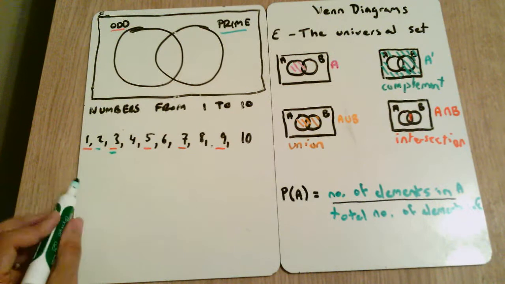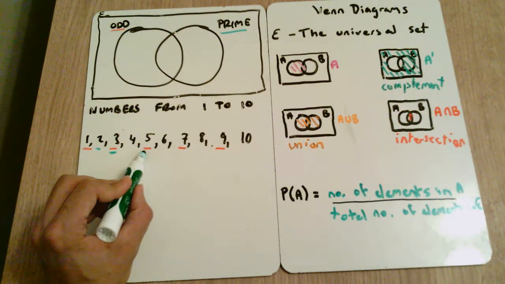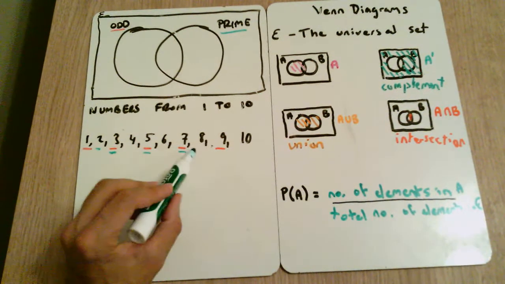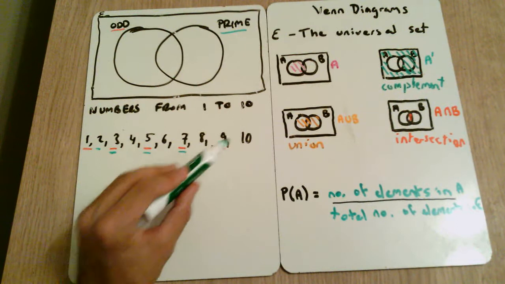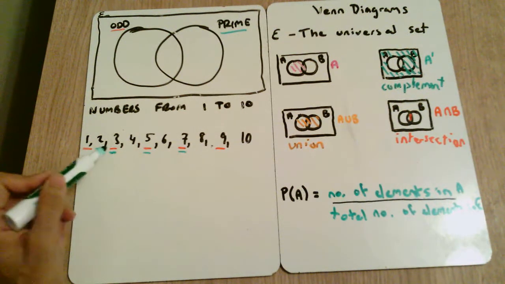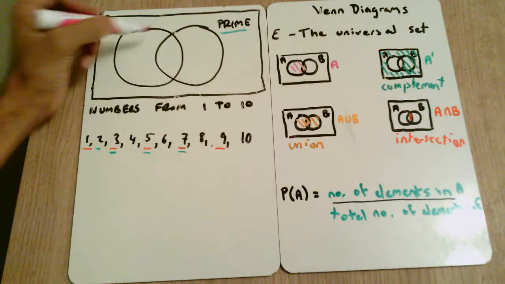This has two factors, 3 and 1. This doesn't have two factors. It's got 1, 4, and 2. 5 is prime. 6 isn't prime. 7 is prime. 8 isn't prime, 9 isn't prime, and 10 isn't prime. So when we look at this, the values that are both odd and prime are 3, 5, and 7. So I'm going to put those in the middle.